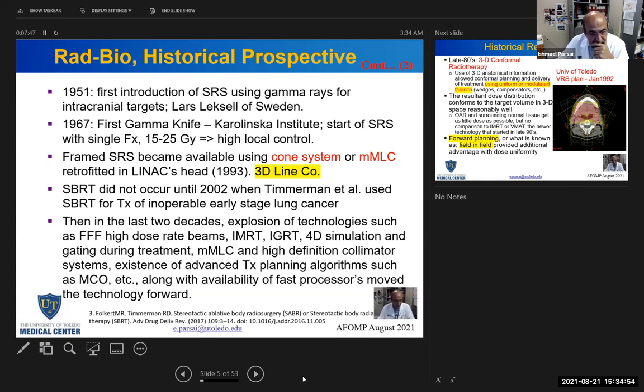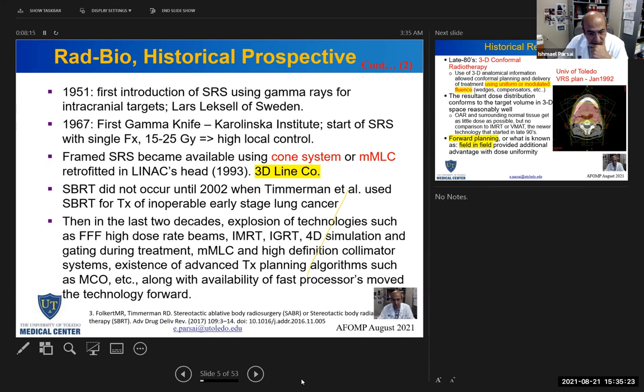So stereotactic body radiotherapy did not occur until 2002 when Timmerman and his group used SBRT for treatment of inoperable early stage lung cancer and reported the results. Then in the last two decades, an explosion of technologies moved us to really where we are.